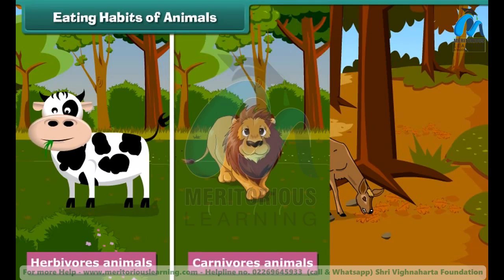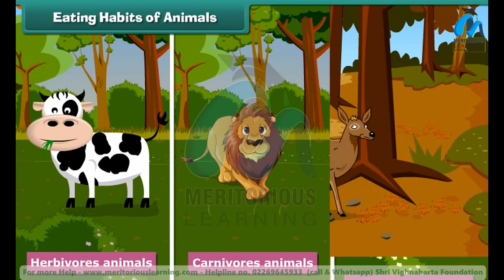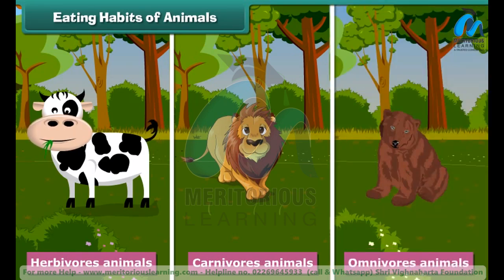Carnivorous. Carnivores eat flesh with their sharp, pointed, and strong teeth. Lion and tiger are examples of carnivorous animals. Omnivorous. Omnivorous animals eat both plants and flesh. Bear and crow are examples of omnivorous animals.